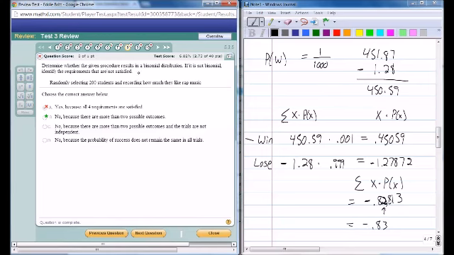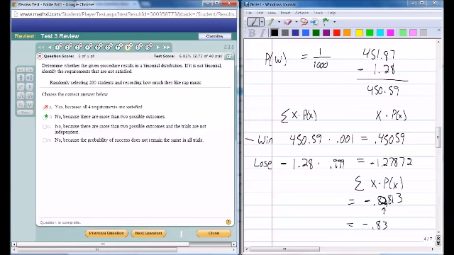Determine whether the given procedure results in a binomial distribution. If it's not binomial, identify the requirements that are not satisfied. Alright, so binomial distributions start in 5.3, and for a procedure to be a binomial distribution, it has to have a fixed number of trials. The trials must be independent, so the trials can't depend on each other. Each trial must have all outcomes classified into 2 categories, like success and failure, heads and tails, win or lose, live or die. So you have 2 different choices.